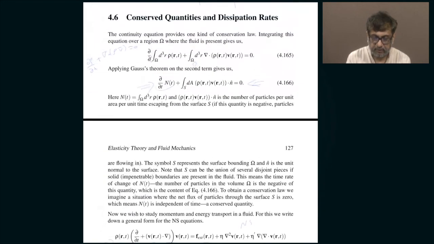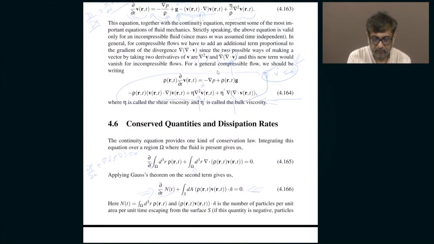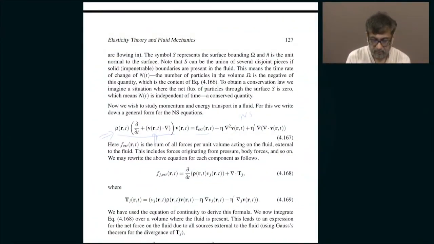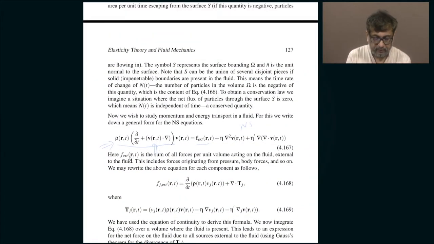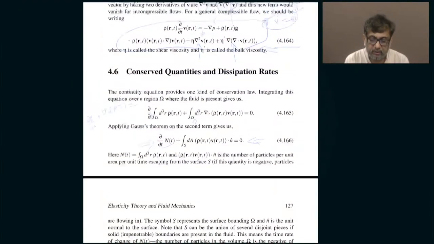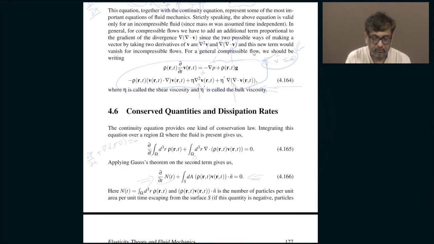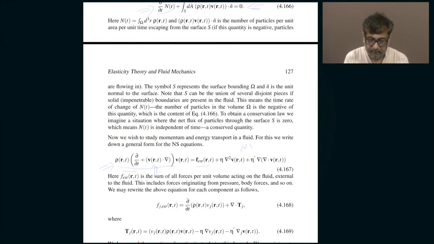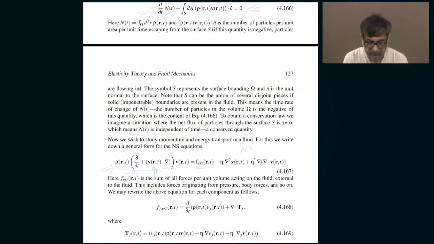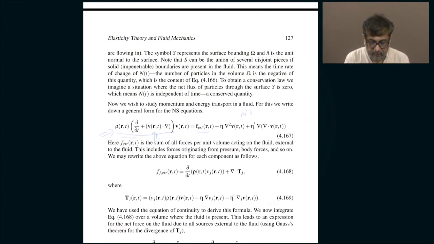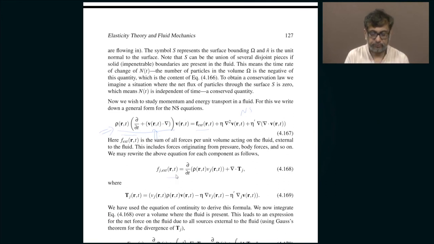And this F external was already there in 4.164, and that's this pressure and this acceleration and so on. So let's assume that this F external is the sum of all forces external to the fluid. For example, it could be due to pressure, so there are pressure gradients and acceleration g and all that. So I lumped them all together and I call it that. Okay, so now when you do that, you see this external force can therefore now be written in this way.